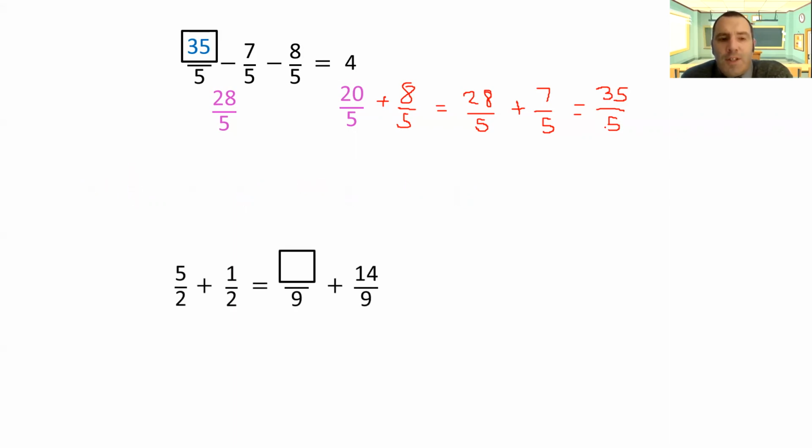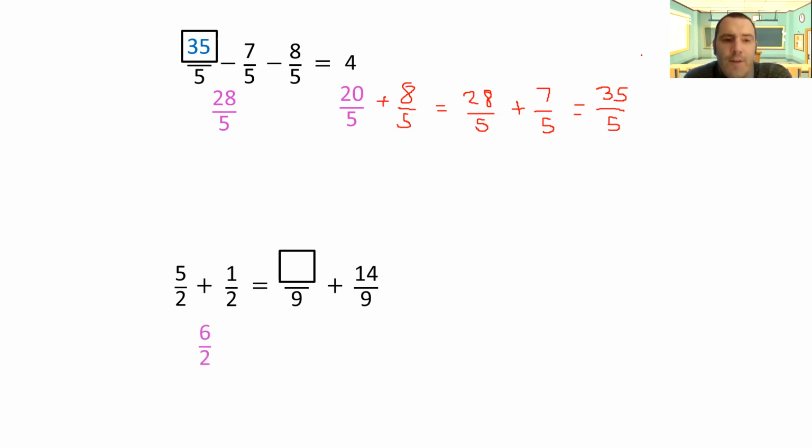So we've got something similar here. I've got 5/2 plus 1/2 equals something over 9 plus 14/9. So we need to look at how we're going to solve this one. What we could do is multiply and make things really hard for ourselves, or we can look for equivalence.